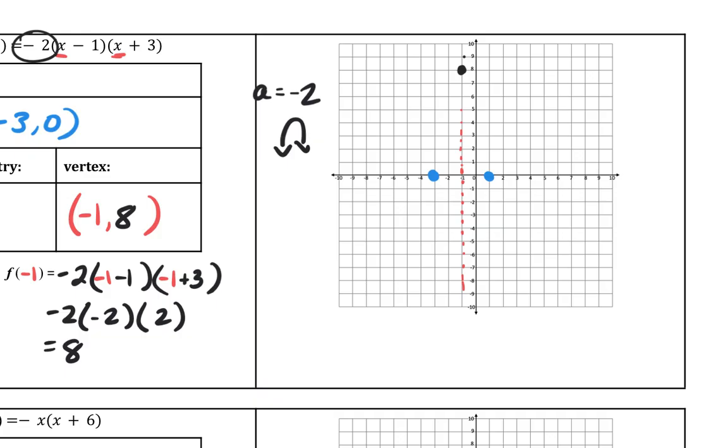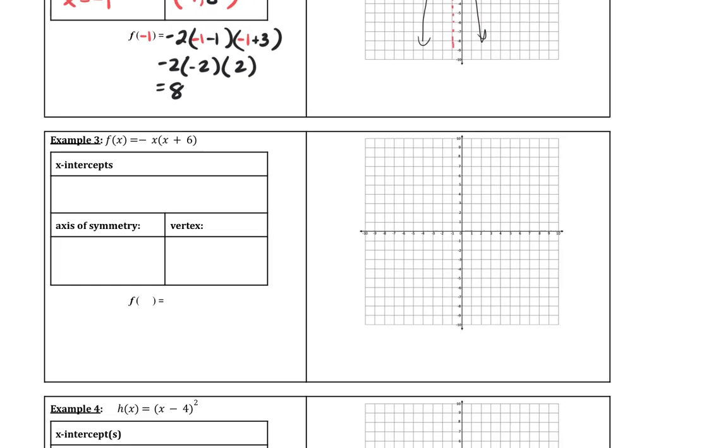If you wanted to, you could use your steepness method. As I move over 1, we're going down 2, if you wanted to add some more points, but you don't have to. So here we go. There's our graph. And there you go.